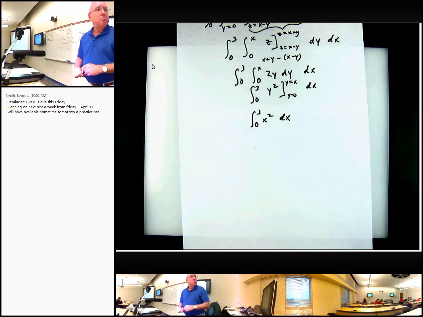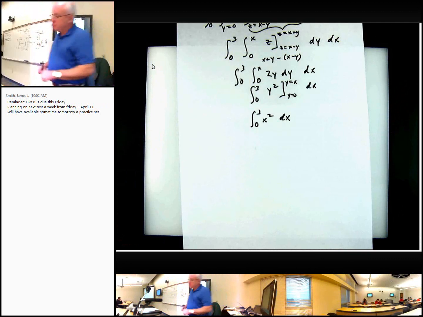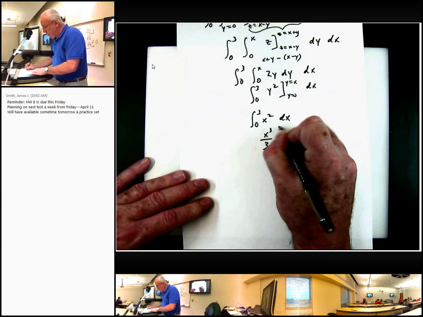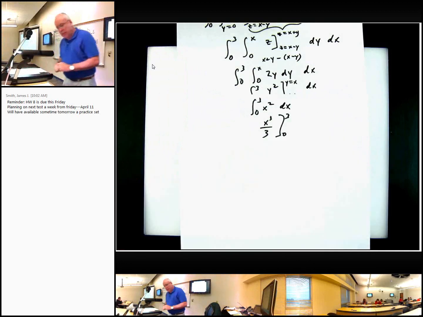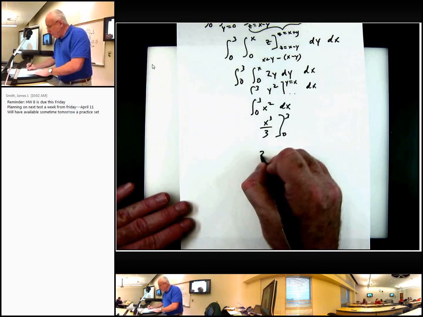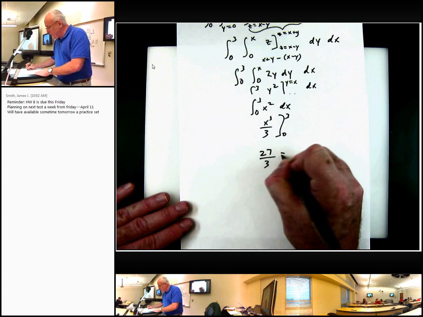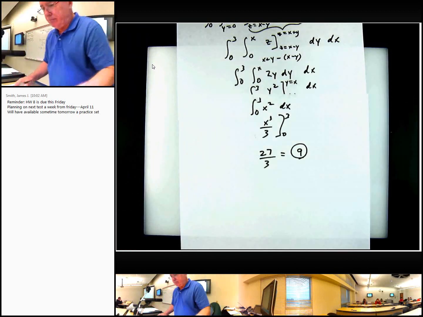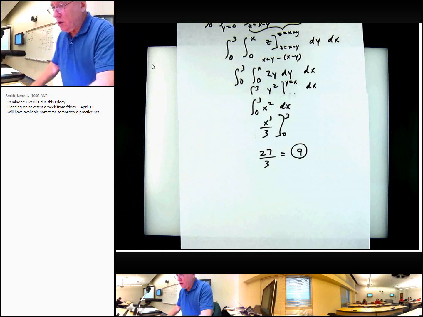And let's get the antiderivative, x to the 3 over 3, going from 0 to 3. And so what we come up with is 27 over 3, and our answer then is 9. So that's the volume. Okay.